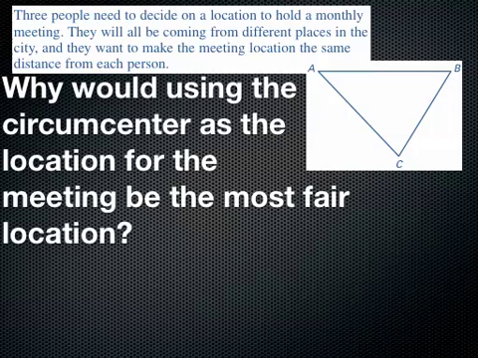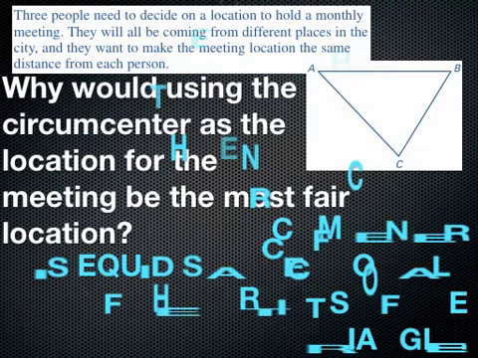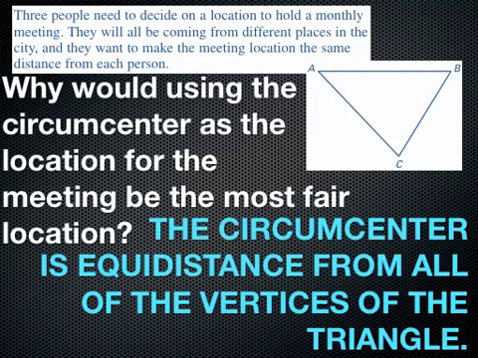Remember, we just said that the circumcenter is where the perpendicular bisectors of a triangle meet. We also just said that the circumcenter is equidistant from the vertices. If you look at the diagram, A, B, and C are all vertices of this triangle. So the circumcenter would be the most fair meeting location because it is equidistant from all the vertices of the triangle, or from all the people at points A, B, and C.